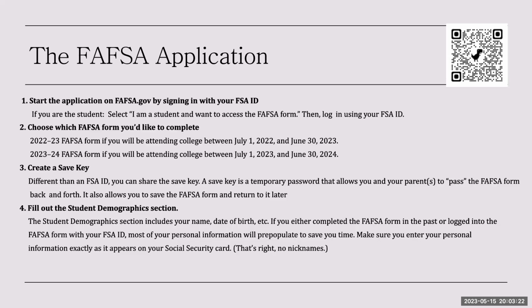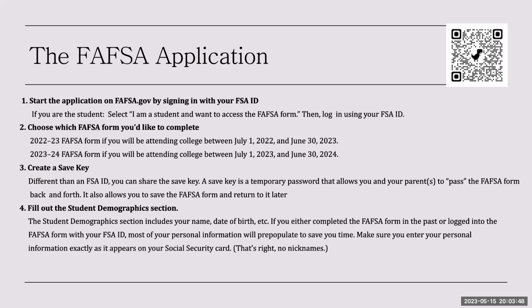Now, if you're going to continue school in the fall of 23, all the way through next summer of 24, then you should be completing the 2023-2024 financial aid application as well. You want to create a save key. A save key is different than an FSA ID. You can share the save key with your parents so that they can access the application when needed.